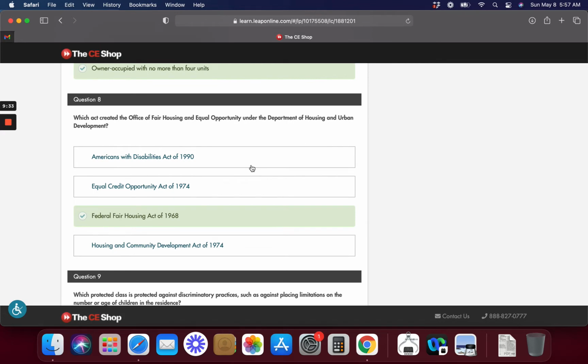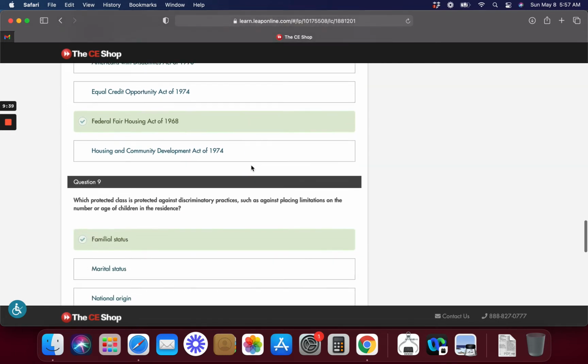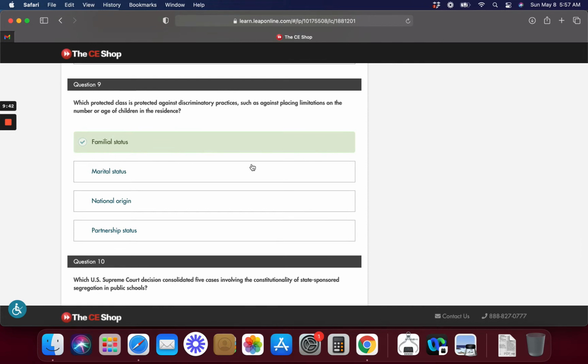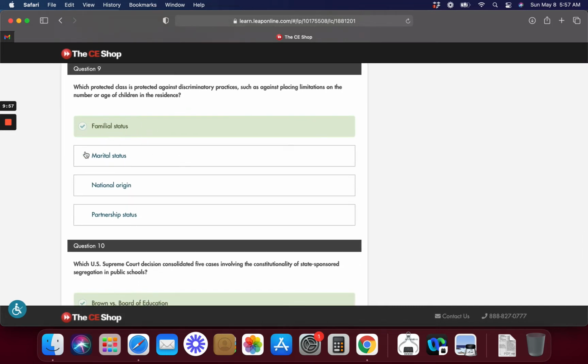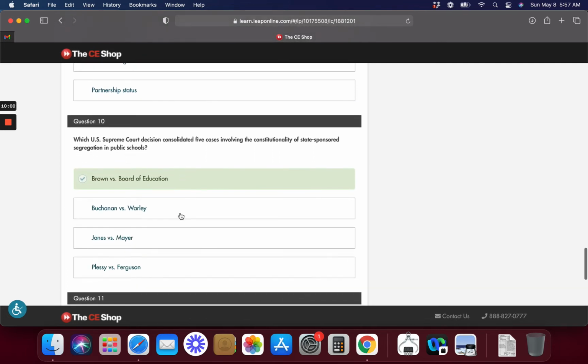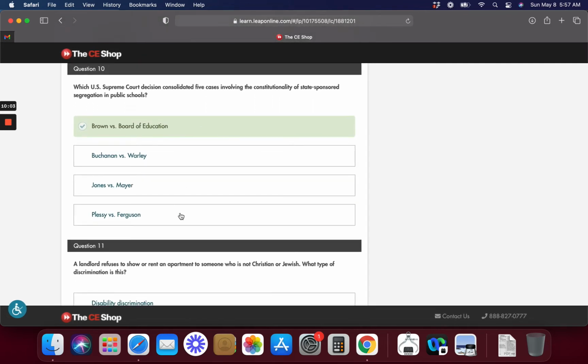Which act created the Office of Fair Housing and Equal Opportunity under HUD? It is the Federal Fair Housing Act of 1968. Which protected class is protected under discriminatory practices? This has to do with discriminating against the number or the age of the children. So if somebody has a problem with children, this is the discrimination right here. Which U.S. Supreme Court case consolidated 5 cases, Brown versus Board of Education? So maybe that's why they want you to learn this in a real estate class, maybe because a lot of the discriminatory cases are all mixed up into one here.